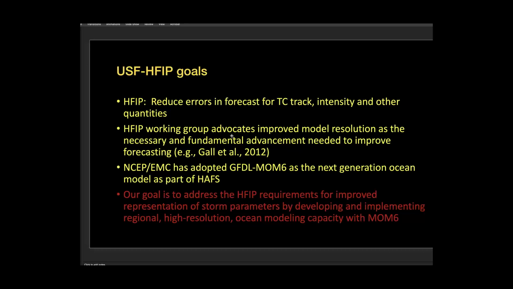So some of the HFIP goals are, of course, to reduce errors in forecasts, as I mentioned earlier, in tropical cyclone tracks, intensity, and other quantities. There was a working group that advocated for improved model resolution as a way to reduce those errors in forecasts, especially for tropical cyclones. That was seen as a necessary and fundamental advancement to improve forecasting capabilities.